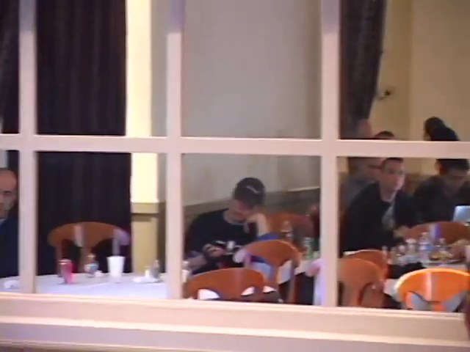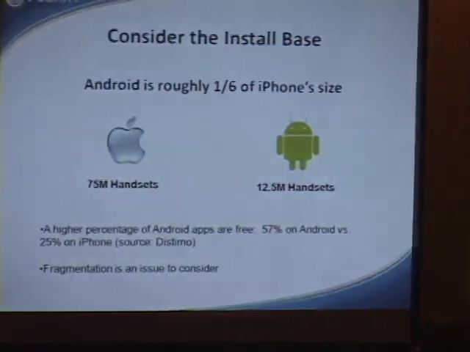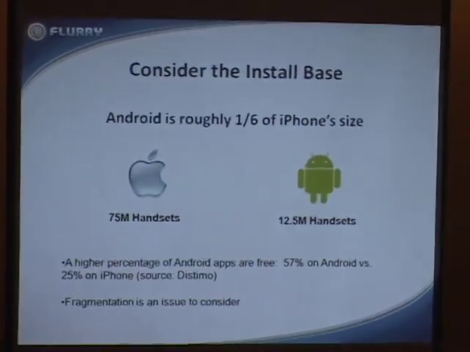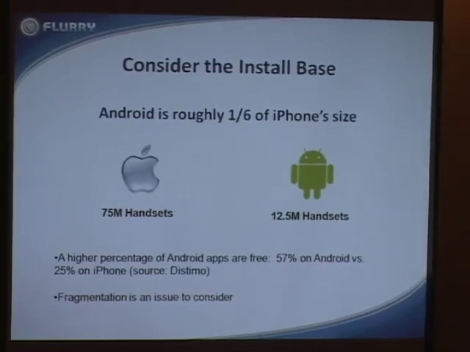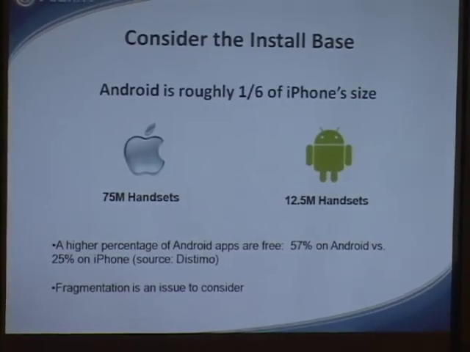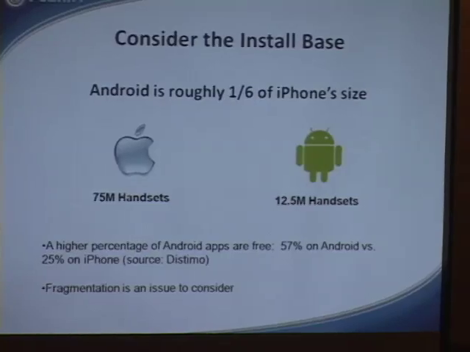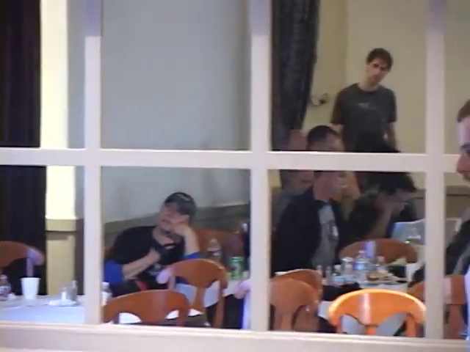The other two issues there: a higher percentage of Android apps are free. Distimo released a report, I believe, a month ago, showing that 57% on Android are free apps versus 25% on iPhone. So when it comes to freemium, which I believe you were talking about in the previous presentation, you want to make sure that the user expectation is going to be similar, and if there's going to be any sort of upsell opportunities, you've got to know the market and see what it will bear.